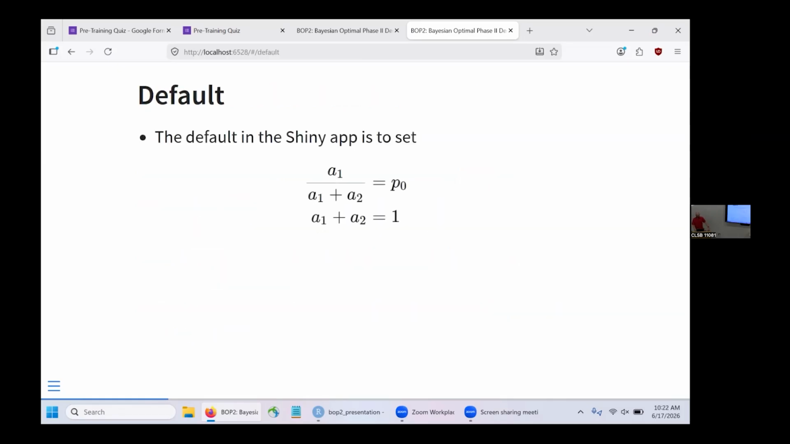All right, so let's talk about the default. In the Shiny app, the default is to set the mean equal to P naught, your null hypothesis value of P, and to set the effective sample size equal to 1. You can change this, but this is just the default. Another way of phrasing this is that the default prior is beta with parameter values P naught, or these are actually hyperparameters. The parameters of the prior are called hyperparameters. So the hyperparameters are P naught and 1 minus P naught by default. But again, you can change it.